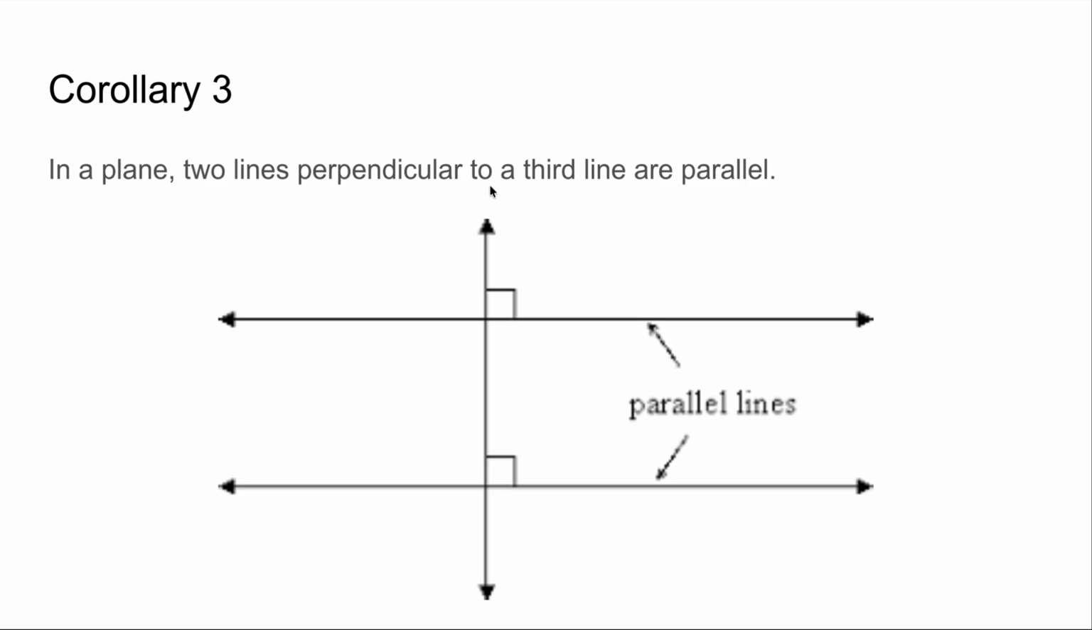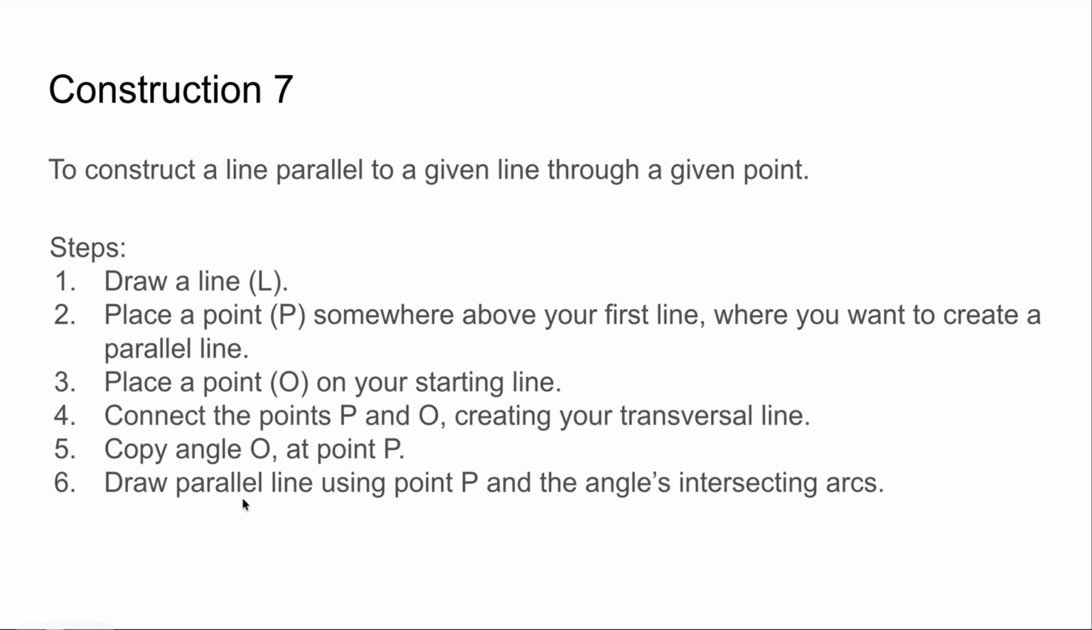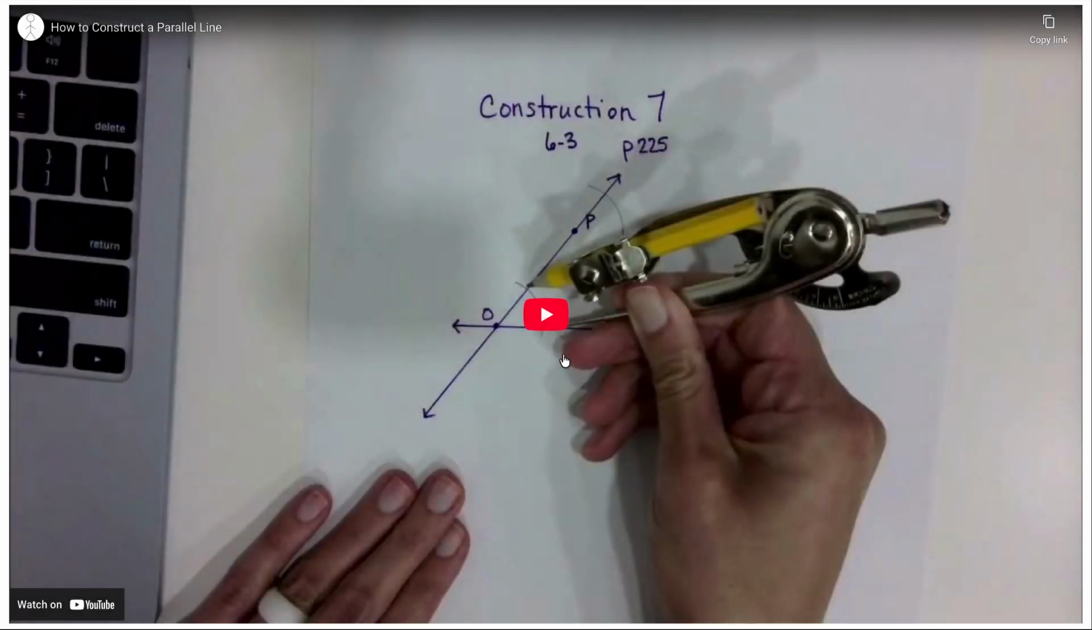Corollary 3, this is basically a parallel line with a perpendicular transversal. And so therefore you have 90-degree angles on both corresponding angles. So therefore they are perpendicular, well, perpendicular transversal on parallel lines. Okay, remember to make a construction. We can construct a line parallel to a line given through a given point. So let's watch this video and remember.